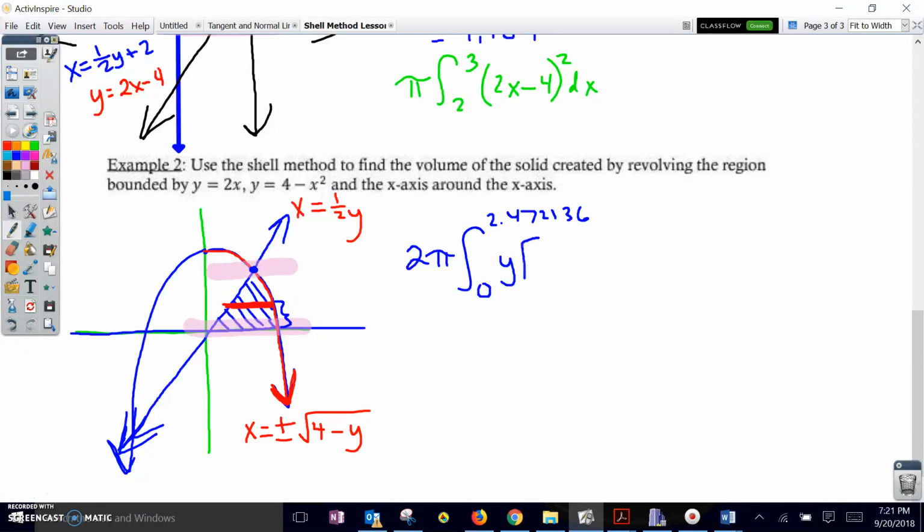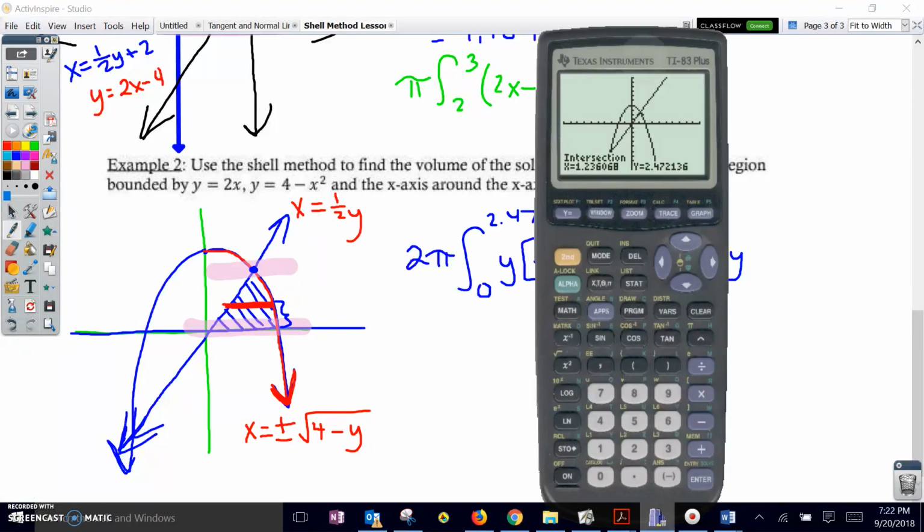That's going to be y. And we need the height of the strip, which is the parabola, positive branch, minus the line. And there's our setup for how we're going to find this using the shell method. Now, unlike the last example, I might actually use the shell method for this one because I'd have to break it up into 2 separate integrals if I wanted to use the disk method. So, maybe I'd use the shell method in this case.